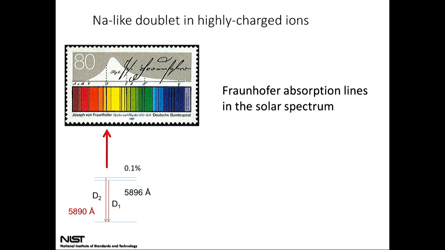One of the most famous lines in this spectrum is the doublet of two lines in neutral sodium. This is called the D-doublet because Fraunhofer simply named the lines A, B, C, D, and the D fell here. These are two very close lines. They come from the 3s, 3p transition in neutral sodium. And 3p has very small spin orbit splitting. Therefore, the two lines are very close, 5890 angstrom and 5896 angstrom.